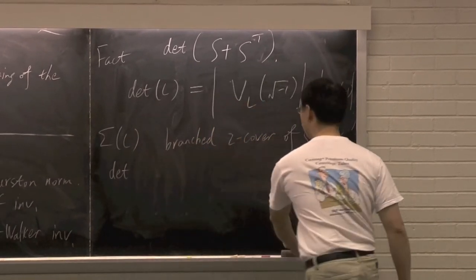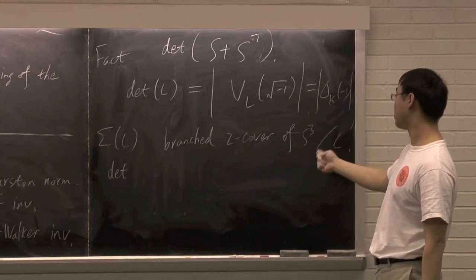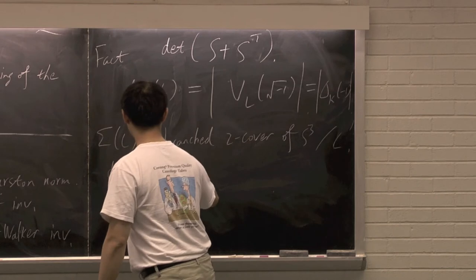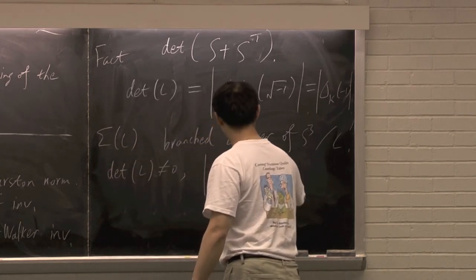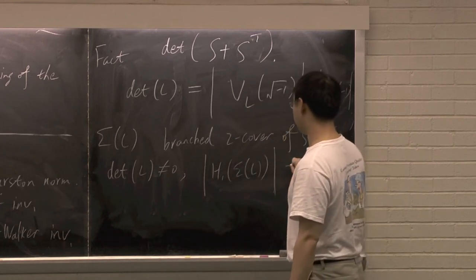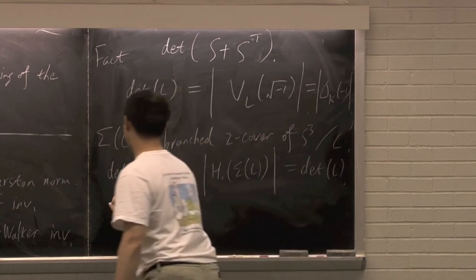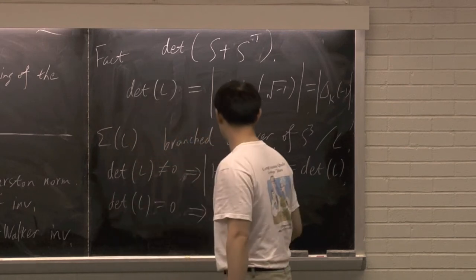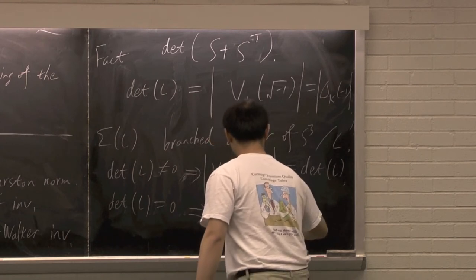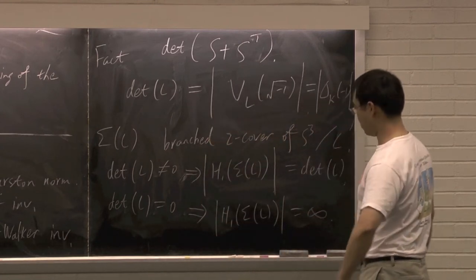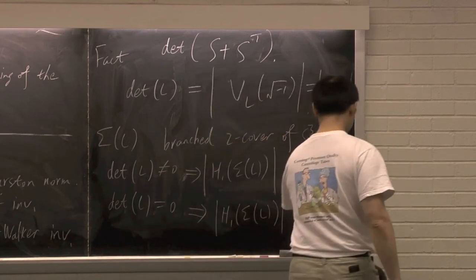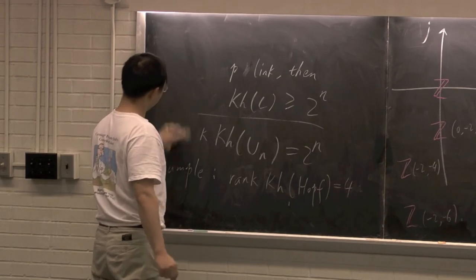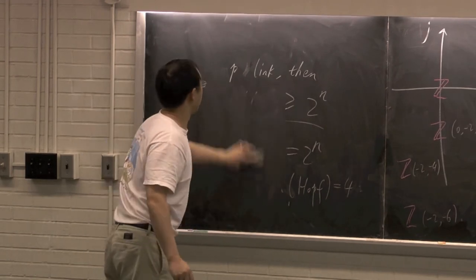So the determinant of a link is related to the topology of the branched double cover of the three-sphere over the link. In particular, if the determinant of L is non-zero, then the order of the first homology of the double cover is equal to the determinant. And if the determinant of L is zero, then that implies that the order of the first homology of the double cover is infinite, or the first Betti number of the double cover is positive. So that's the topological information we can extract from the bigradings in the Khovanov homology.